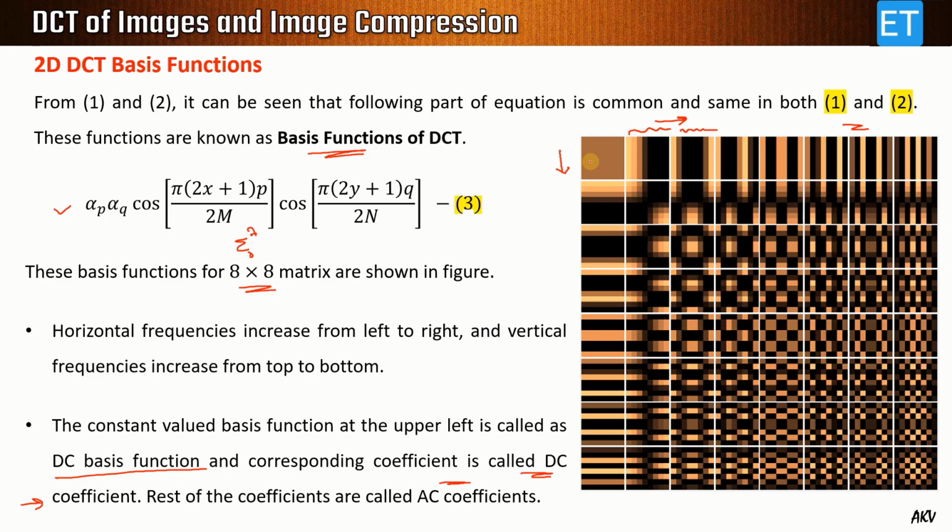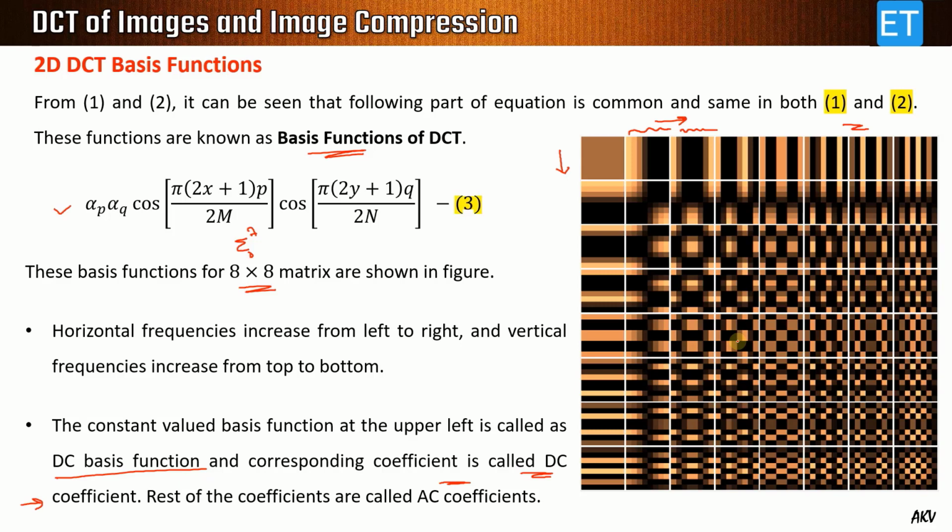So the constant value is representing the zero frequency, that's why it is known as the DC content of the image, while all other matrices are carrying varying values, that's why they are known as AC coefficients of DCT.